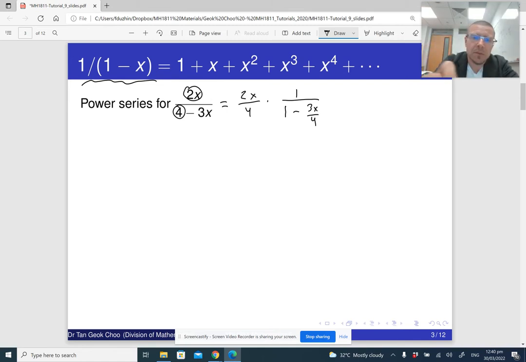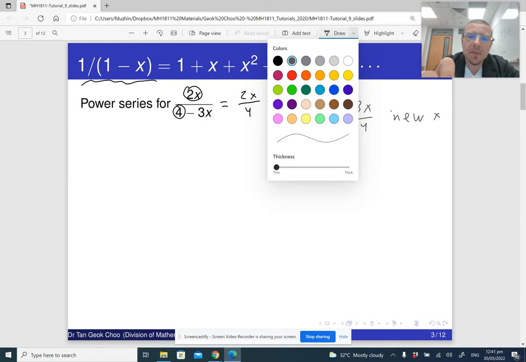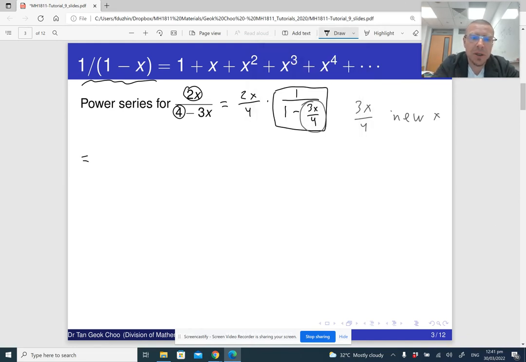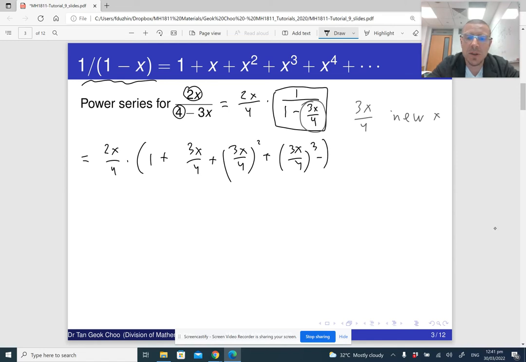All right, and this is, in fact, 1 over 1 minus x, where instead of x, we just substitute 3x over 4. So it kind of plays the role of x. You can think of this 3x over 4 as being like a new x. And then what we're going to get is 2x over 4 times 1 plus 3x over 4 plus 3x over 4 squared plus 3x over 4 cubed, and so on.